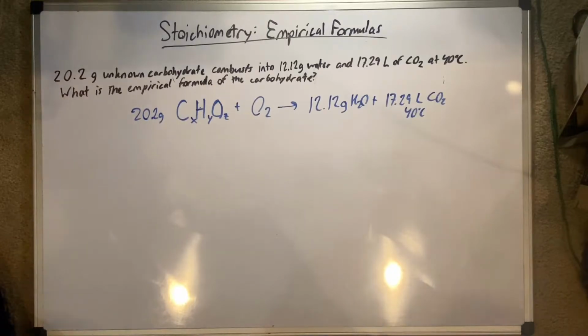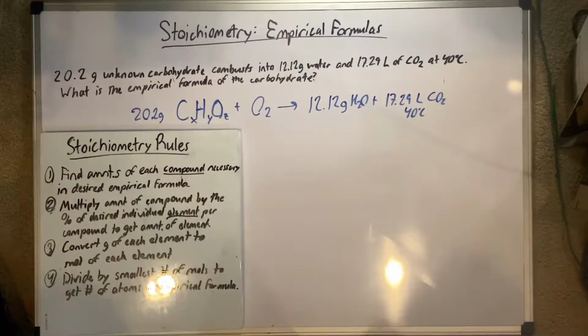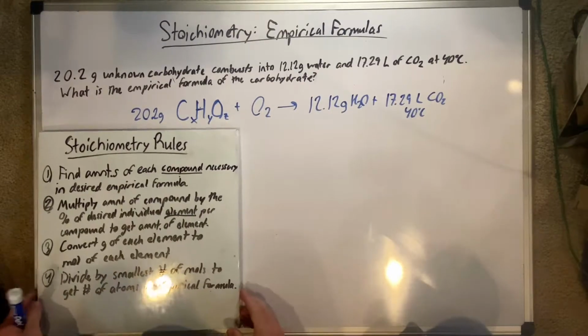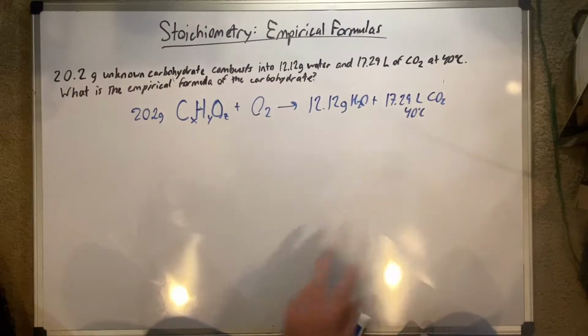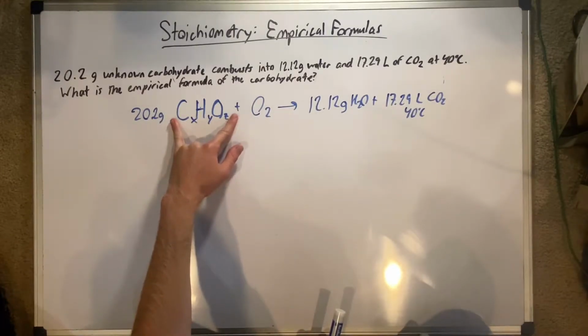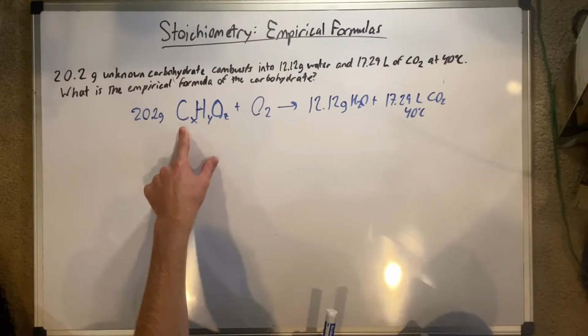So luckily, I can consult my rule book that I made for solving problems like this, where you're trying to find an empirical formula of an unknown thing given only values. The first step says find the amounts of each compound necessary in the desired empirical formula. So first it tells us we need to find the amounts of this and this in our empirical formula. And you'll see in a minute, this actually doesn't matter because we're just trying to find this over here. And there's an oxygen here and an oxygen here. So we only want to know about this oxygen, this hydrogen, and this carbon.